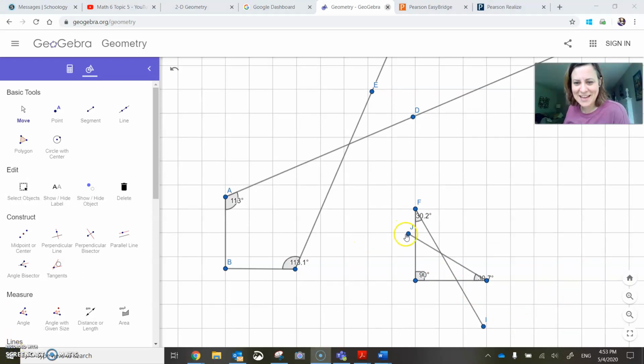Okay. And then if we were in class, I would tell you to erase this, and what we end up getting is this four-sided figure.